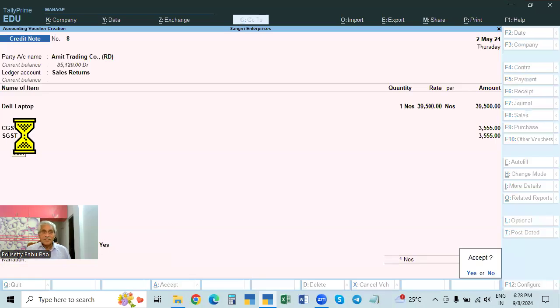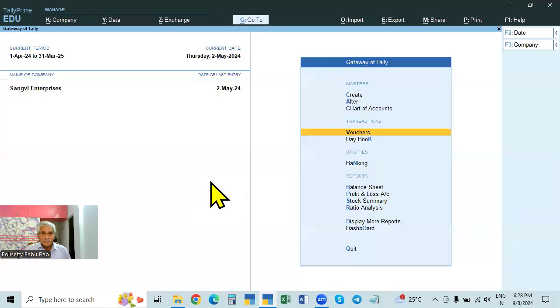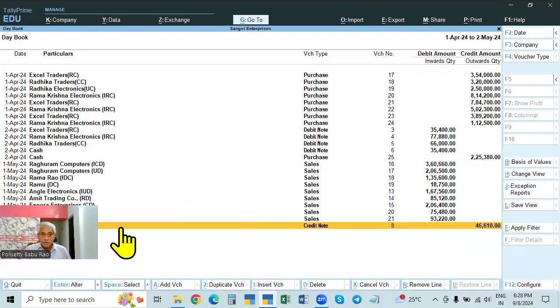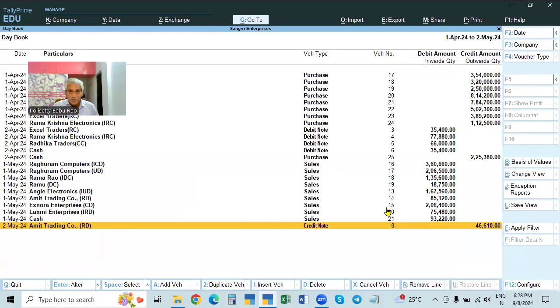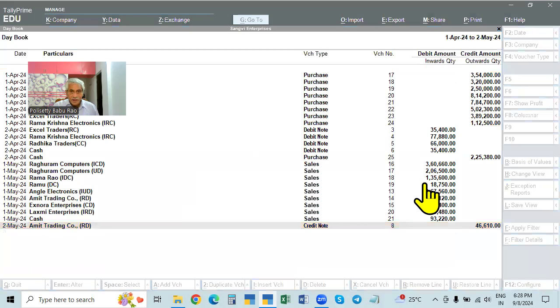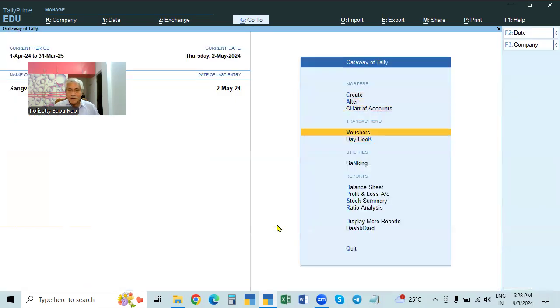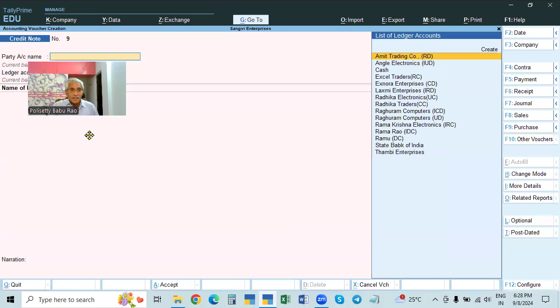So now we can see. Go to debit, and here go to debit. All these are sales on first May. Now on second May, for Amit, first May we sold to Amit Trading Company. Now the goods are returned to us. Okay, like that we can do anywhere. This is the same state. Next we will take up another state, from another state.